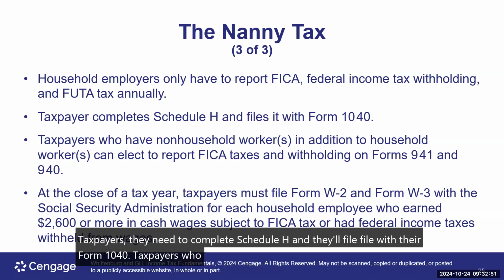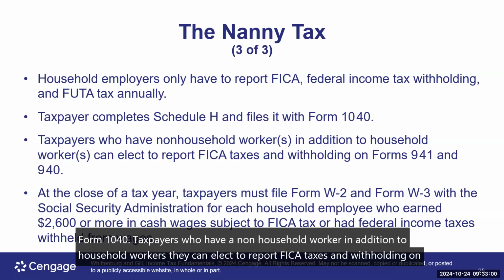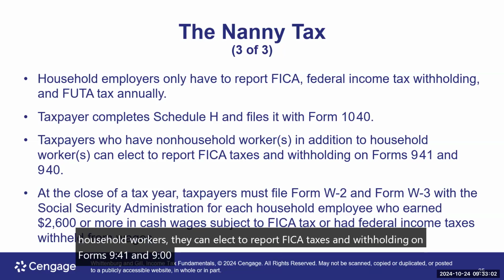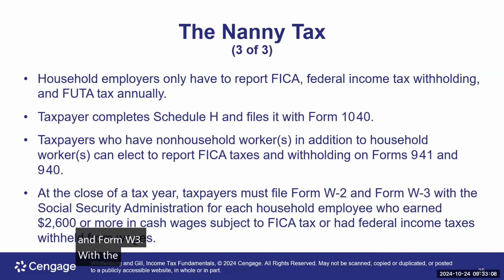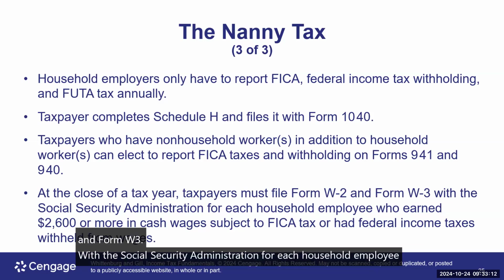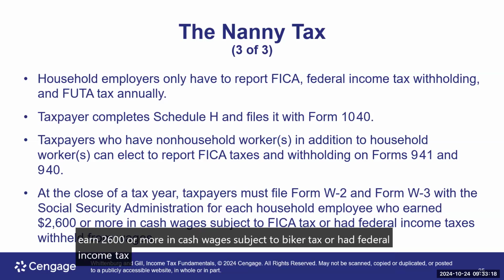Taxpayers who have a non-household worker, in addition to household workers, can elect to report FICA taxes and withholding on Forms 941 and 940. At the close of a tax year, taxpayers must file Form W-2 and Form W-3 with the Social Security Administration for each household employee who earned $2,600 or more in cash wages subject to FICA tax, or had federal income tax withheld from their wages.